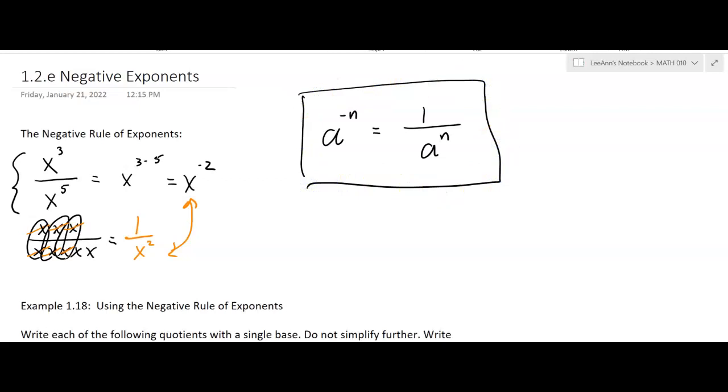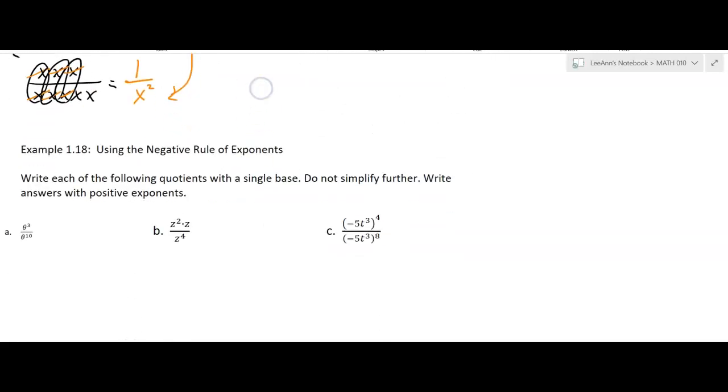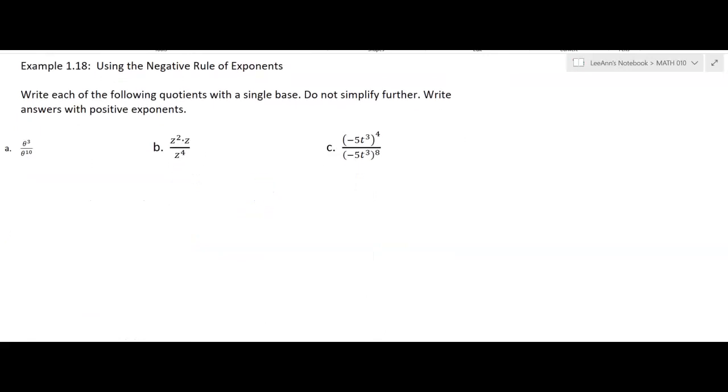Now, sometimes we like the negative exponents. We're fine with them. But a lot of times they're going to say, write your final answer with positive exponents. Okay. So let's look at some examples. Write each of the following quotients with a single base. Do not simplify further. Write answers with positive exponents.